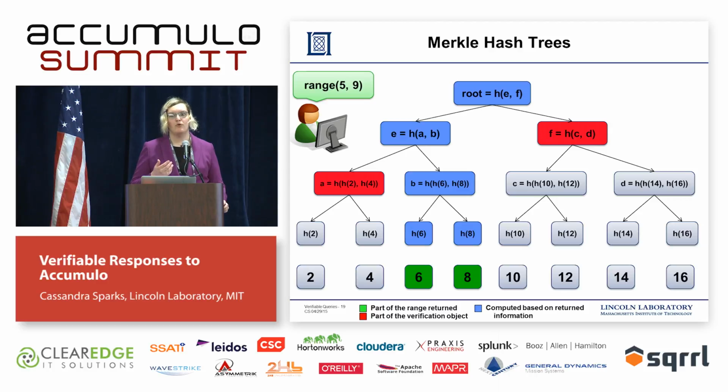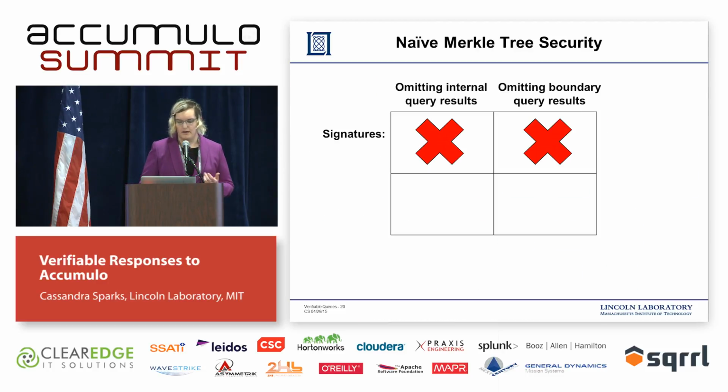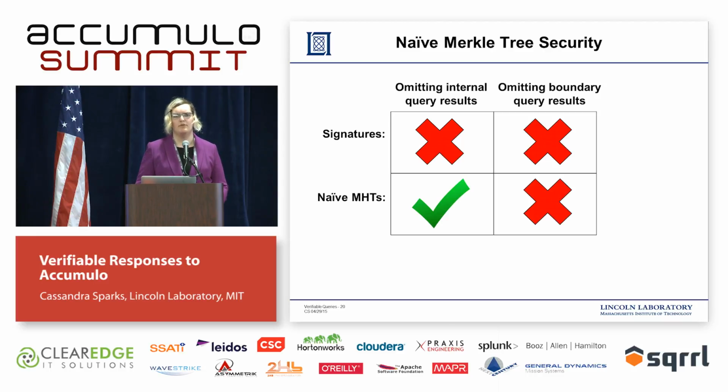So this works for some query correctness properties, but not all of them. In particular, this naive solution here allows a server to omit elements from the edges of queries. So if an element was not returned from the middle of it, the verifying client could tell from the structure of the verification object, but we can't tell from the edges of the query itself. So in other words, we don't get both of these nice omission properties that we would like in signatures, and we get one of them, but not both, with these naive Merkle trees.